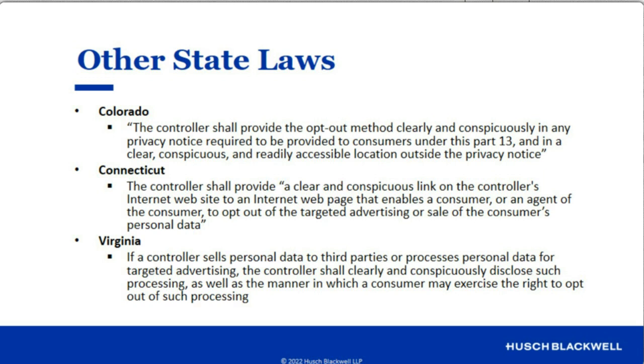And you could use the Your Privacy Rights link. Could you do that to satisfy Colorado, Connecticut, and Virginia? In Connecticut we're not going to have rulemaking. In Colorado, we will have rulemaking, so we might get more to come on Colorado on this issue. But I think at first blush, if you look at Colorado here, it says the controller, which is the CCPA business, has to provide an opt-out method clearly and conspicuously in a privacy notice required to be provided to consumers and in a clear, conspicuous, and readily accessible location outside the privacy notice.